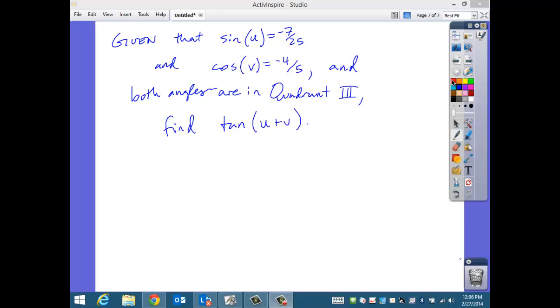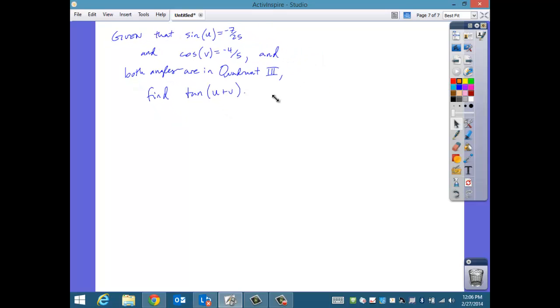So, the important thing to note right off the bat, we don't know what this is, we don't know what this is. We don't know what these angles are, and we don't need to know what those angles are in order to do this. So, who cares, right? We don't know what they are, we don't need to know what they are. But we are going to still be able to find the tangent of u plus v. So this is what we're doing.